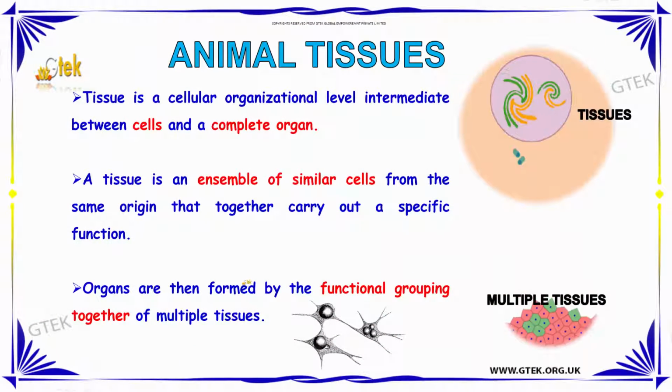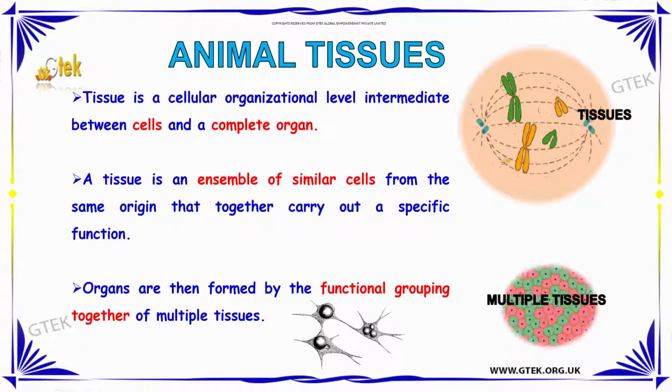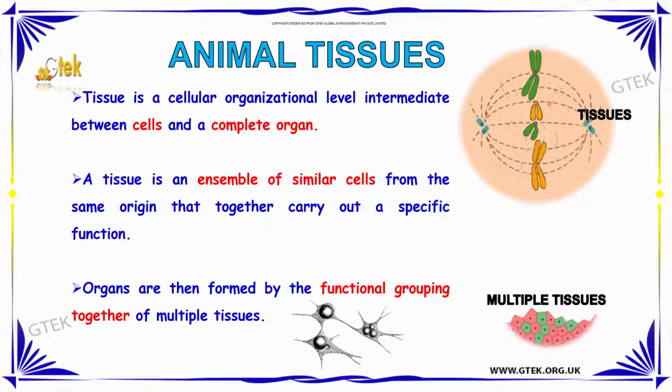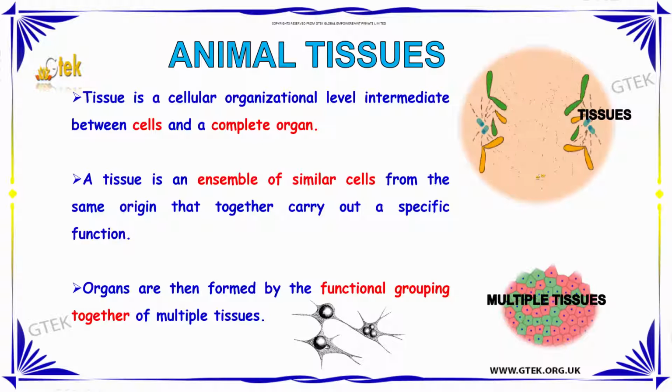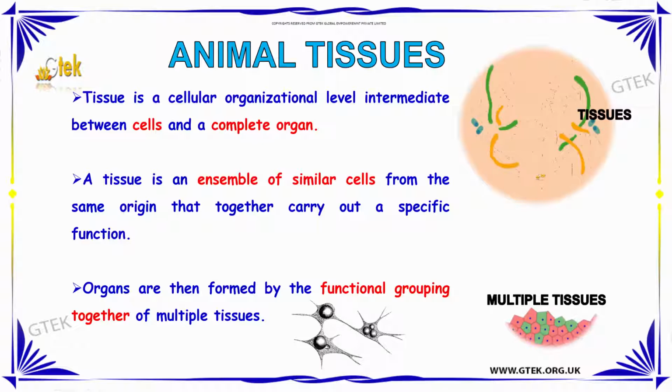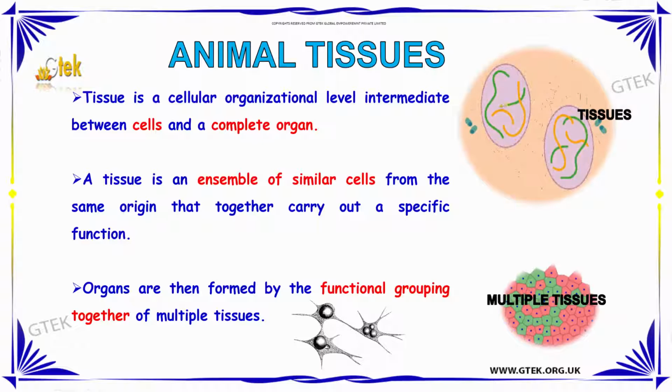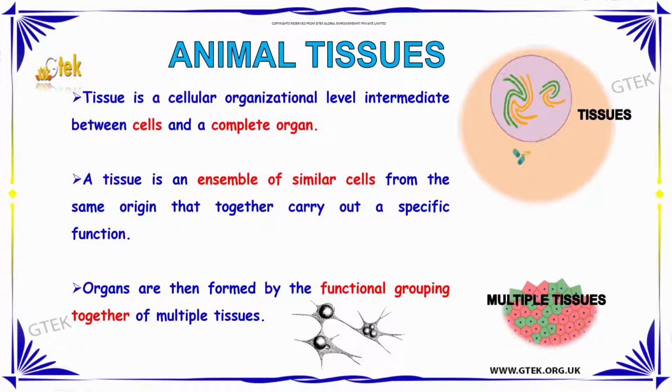Animal tissue is a cellular organizational level intermediate between cells and a complete organ. A tissue is an ensemble of similar cells from the same origin that together carry out specific functions. You can see the similar cells over here. Here are the animal tissues.